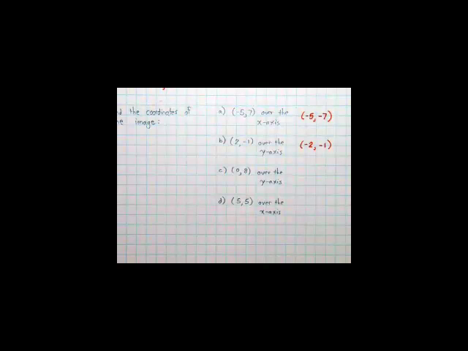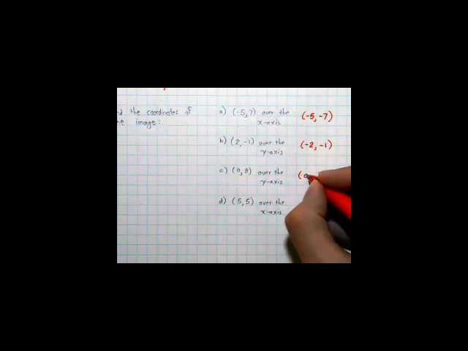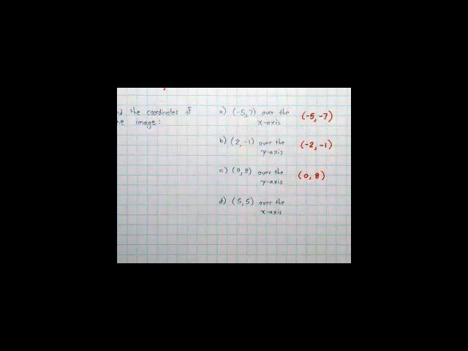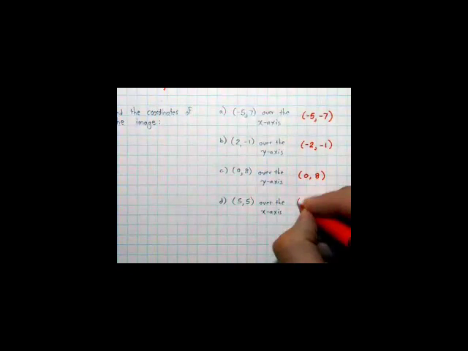0, 8. Somebody else. Yeah, Tara. 0, 8. The y stays the same. The 0 changes sign, but it's 0, so it's still 0. And then 5, 5. Yeah. 5, negative 5. Good.